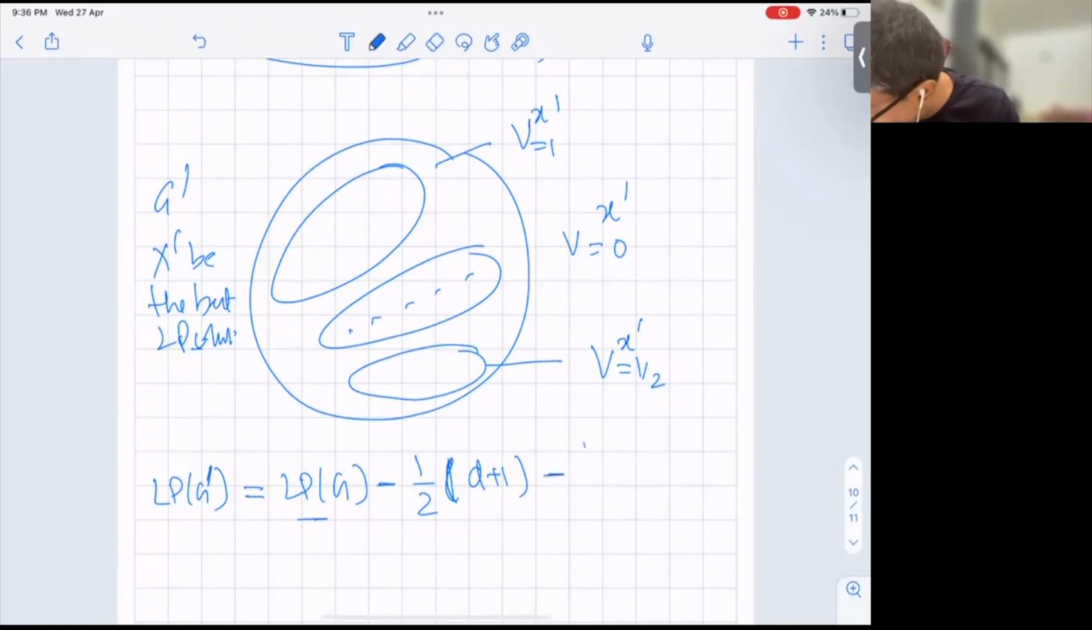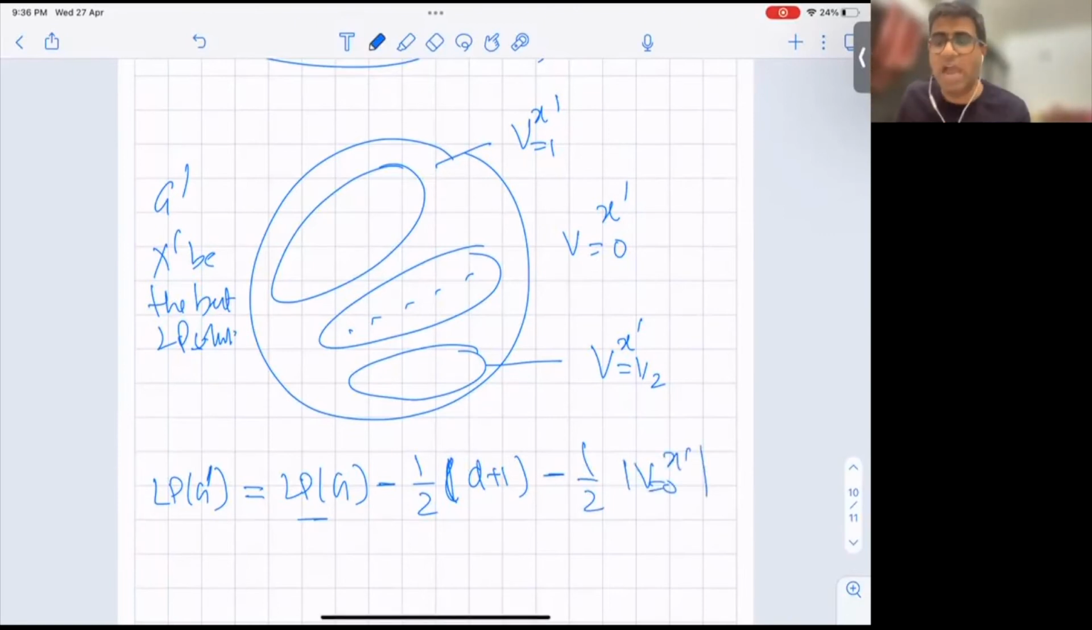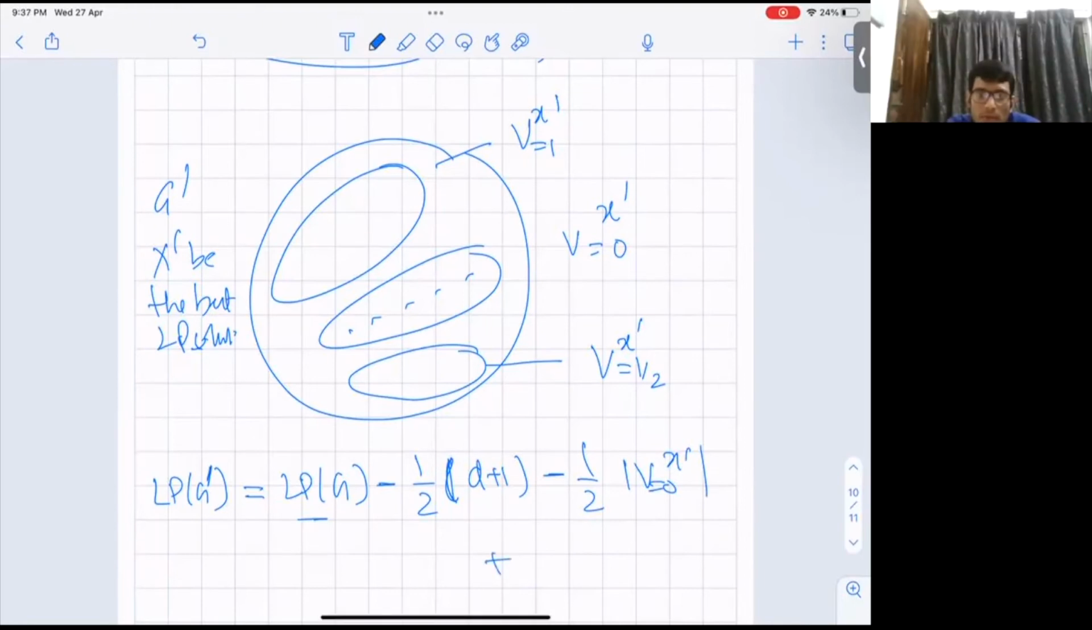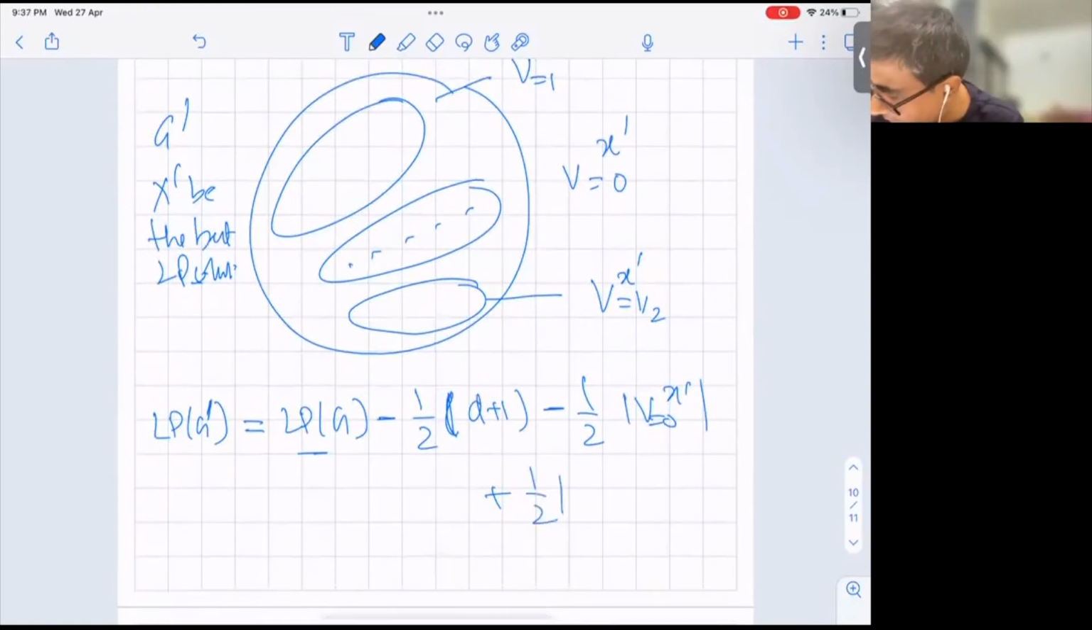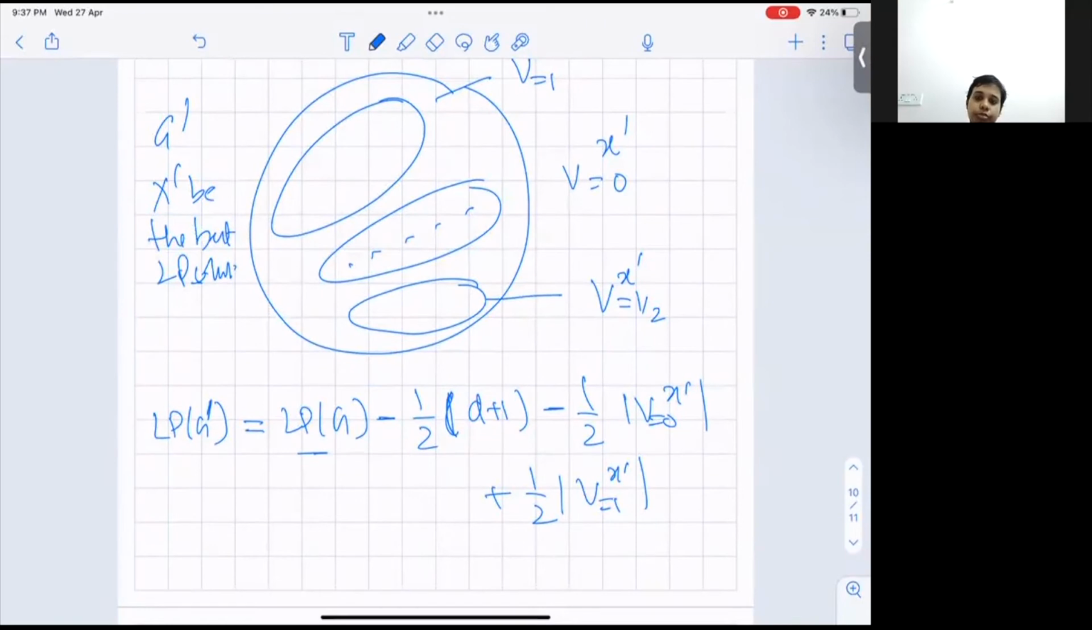So we lost half times the cardinality of V0, right? And how many halves did we gain because of V1 of x prime? V1. Exactly. Excellent. Is that okay with everybody? Is that okay? Yes. Okay.